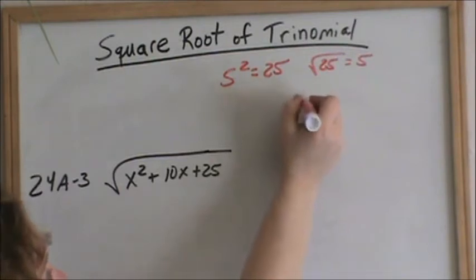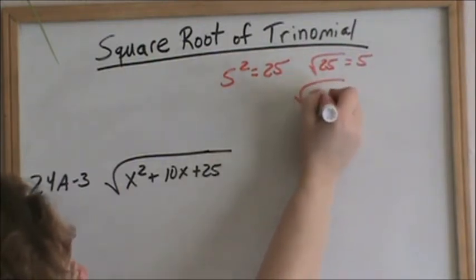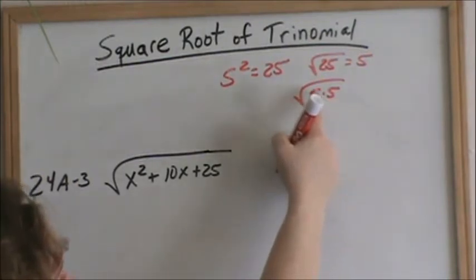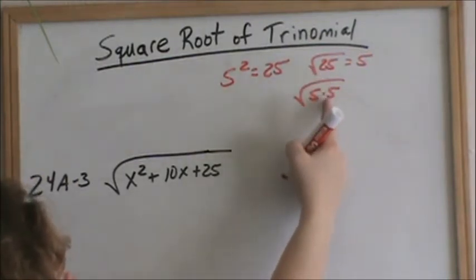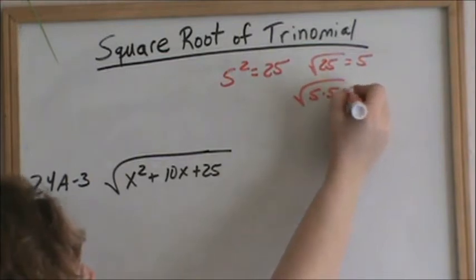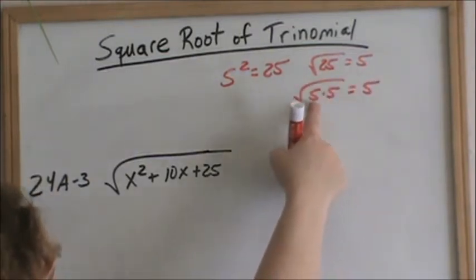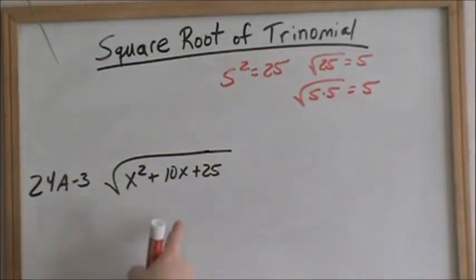I want to show it to you this way. Remember, the square root means what times itself. What times itself equals 25. So what times itself is 5. So the 5 is the answer. What times itself. So we can apply that same principle when you get to trinomials, looking at 24a.